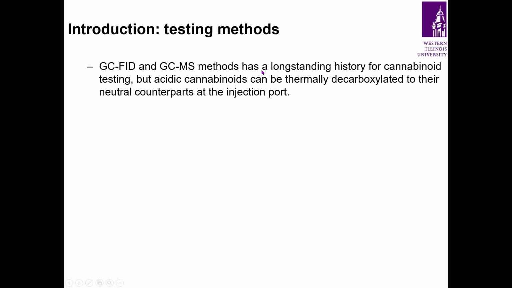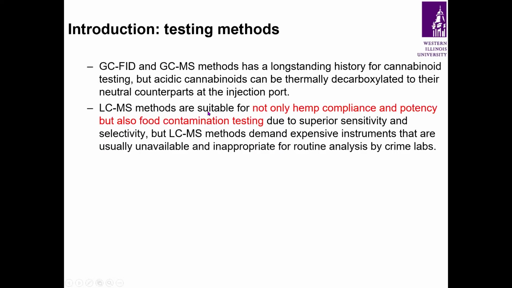GC-FID and GC-MS methods have a long-standing history for cannabinoids testing, but acidic cannabinoids can be thermally decarboxylated to their neutral counterparts at the injection port. LC-MS methods are suitable for not only hemp compliance and potency, but also food contamination testing. As we all know, it has superior sensitivity and selectivity. However, the methods demand expensive instruments that are usually unavailable and inappropriate for routine analysis by crime labs.